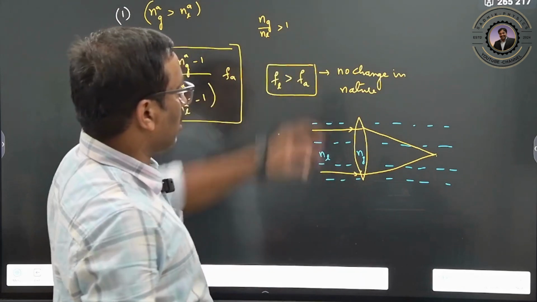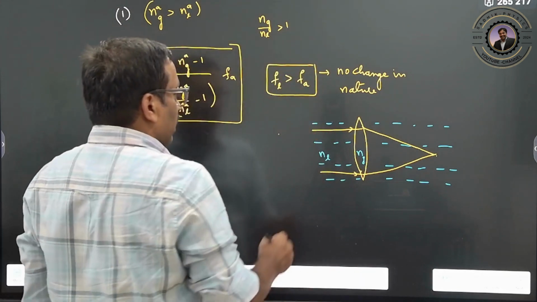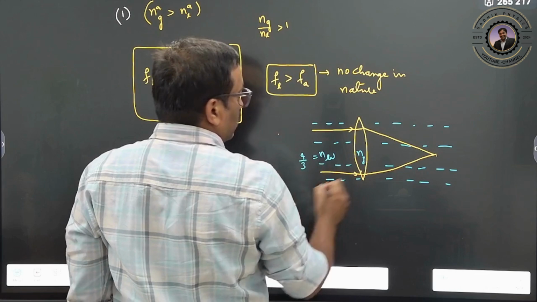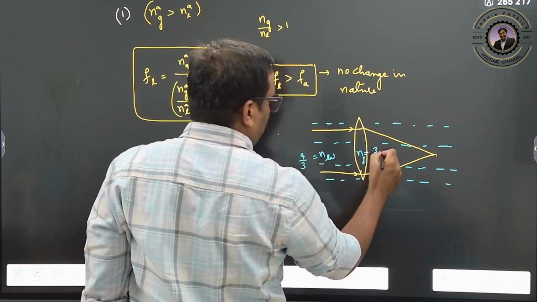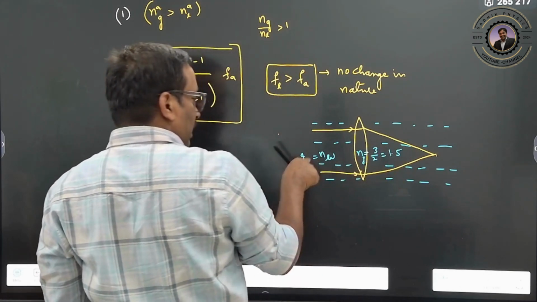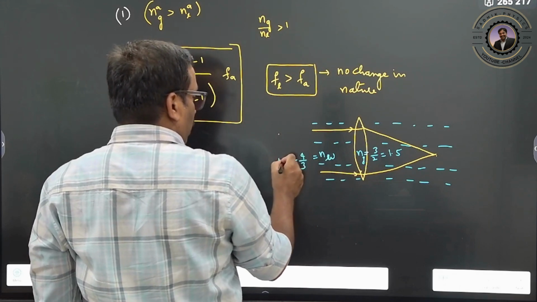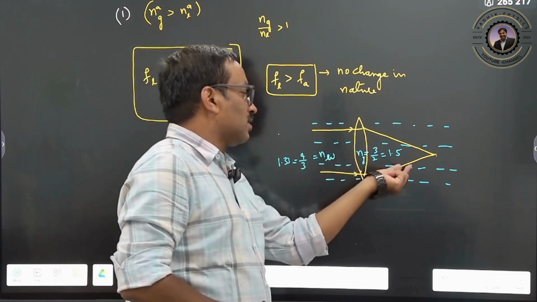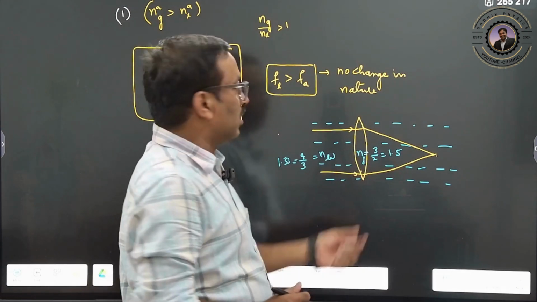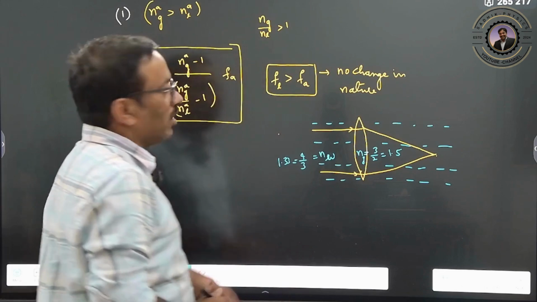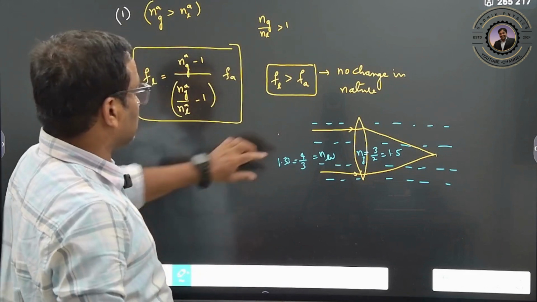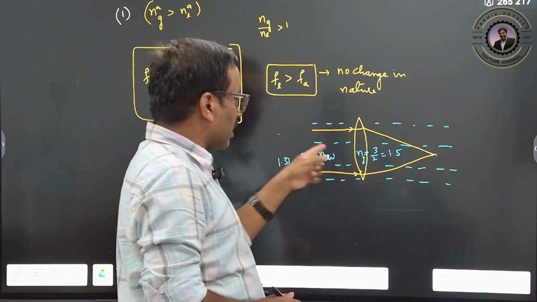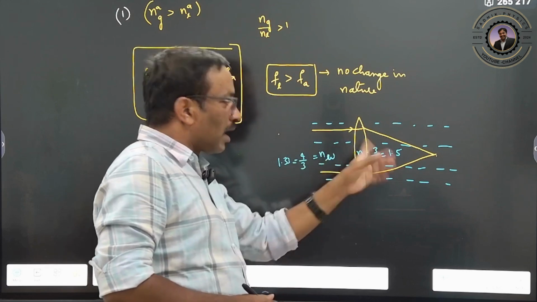Here one small application we can do. If you take this as your water, water means you know that it is 4 by 3. Glass is nothing but 3 by 2, that is 1.5. 1.5 is greater, and this is 1.33. So if a lens is made of glass and immersed inside the water, just substitute in the formula and you will get it. I will tell you one small shortcut, but the refractive index of the water should be 4 by 3 and glass should be only 3 by 2.